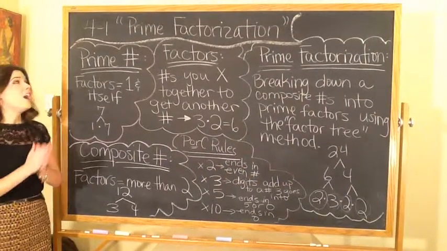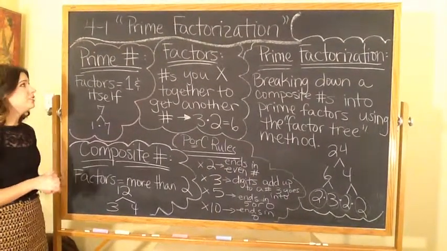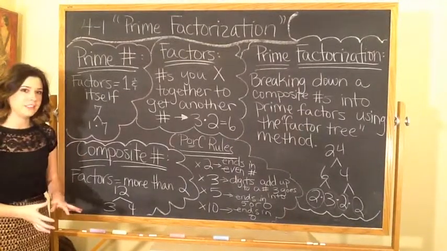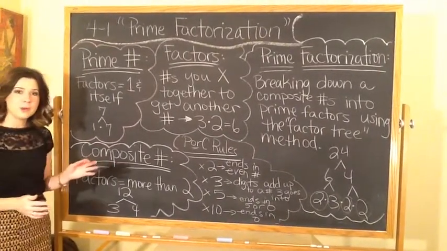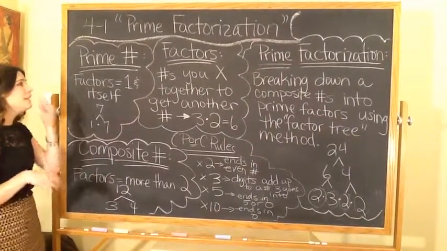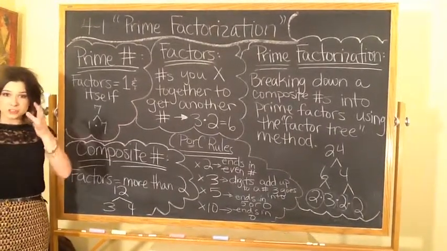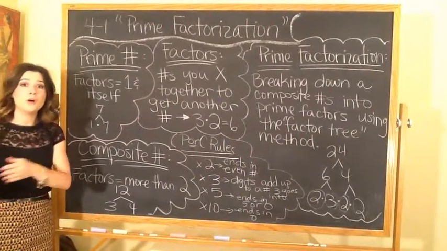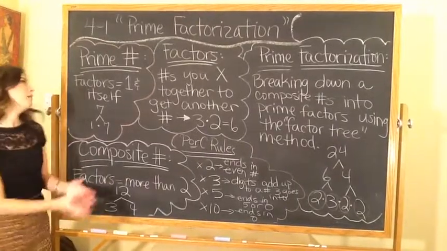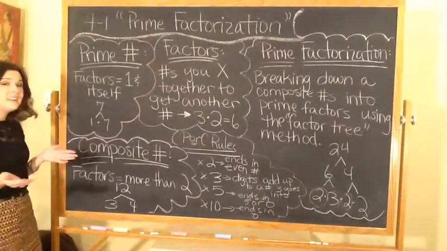Chapter 4. Our first lesson in Chapter 4 has to do with prime factorization. Sounds all big and fancy, but really it's just breaking down big numbers, or composite numbers, into small prime numbers. Now let's talk about it a little bit more. So what is a prime number?